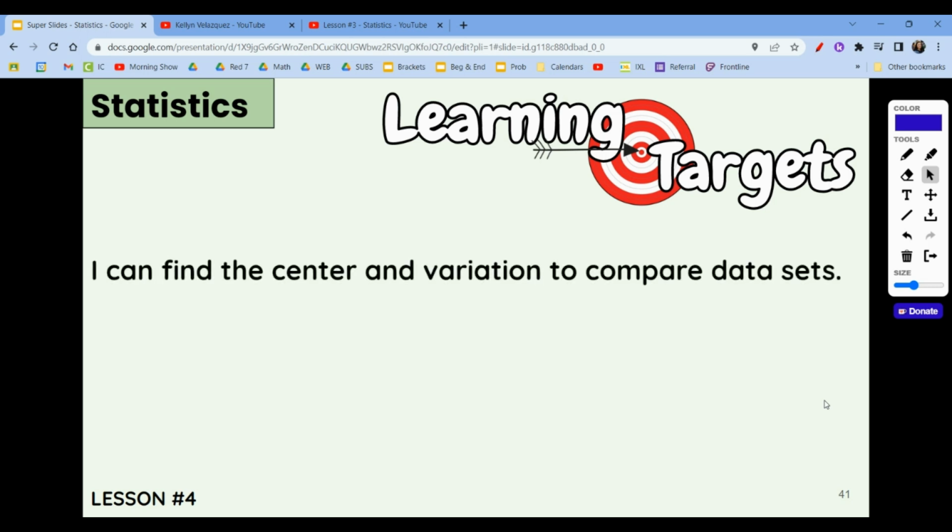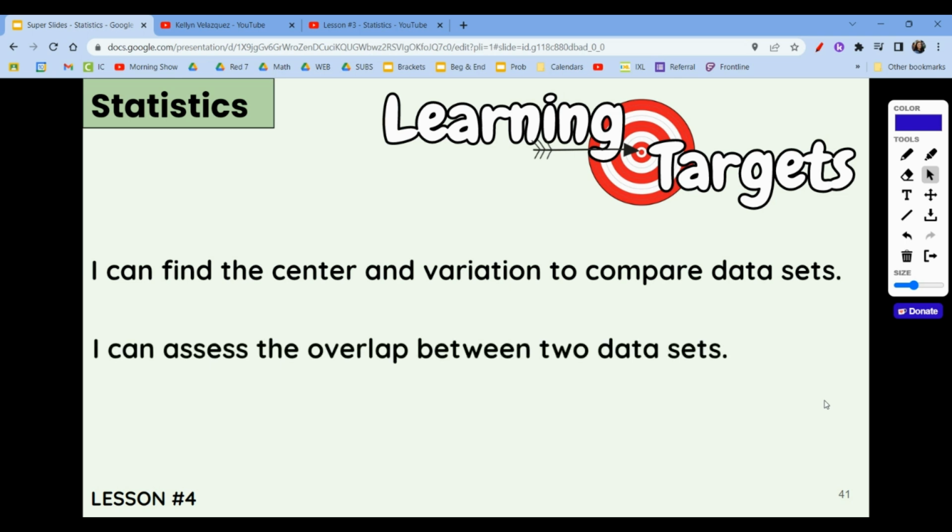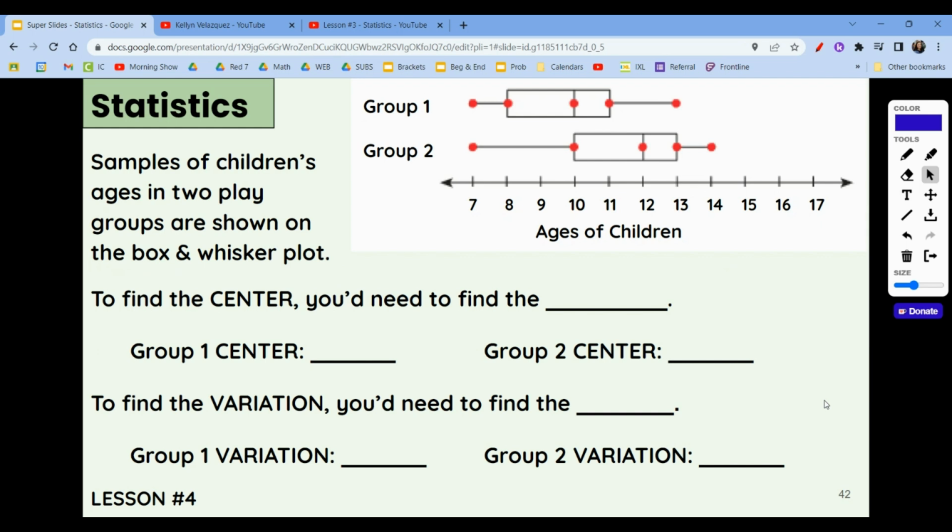Okay, our learning targets today are I can find the center and variation to compare data sets, and I can assess the overlap between two data sets. Samples of children's ages in two playgroups are shown on the box and whisker plot. To find the center, you'll need to find the median. So center is another way of asking for the median.